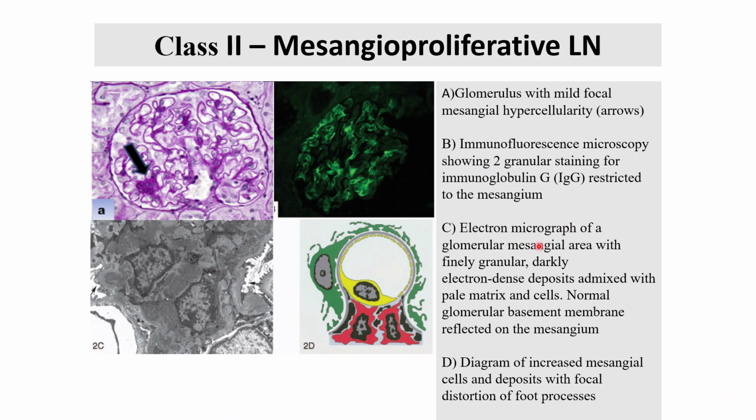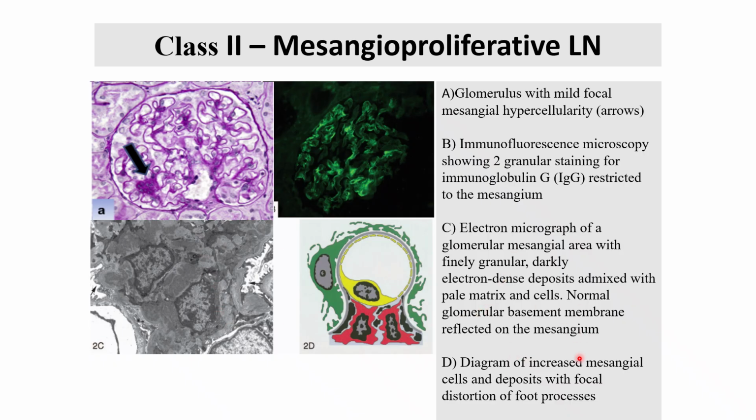In the electron microscopy, glomerular mesangial area with a fine granular dark deposit, a fine granular dark deposit admixed with pale matrix and cells. There is a normal glomerular basement membrane reflected on the mesangium.